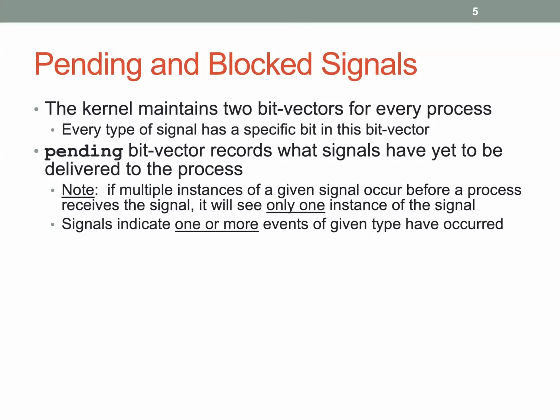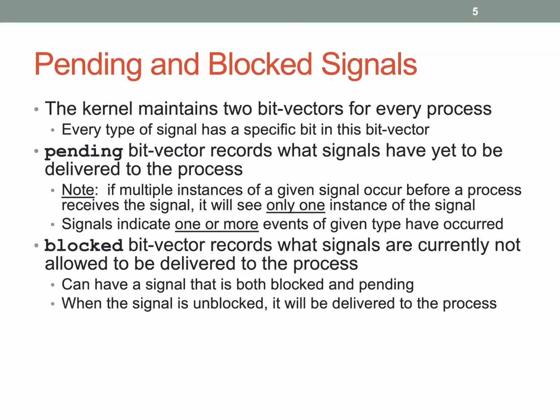Like if I'm mashing Control C and I hit it 5 times before the first one has been handled or delivered, well, it's just going to have that SIGINT flag set once. The block bit vector allows the kernel to control when signals should be delivered and when they shouldn't be delivered. And one of the things that is useful about this is that when a signal is being delivered, the block bit is set to 1 for that signal, so that a handler for a given signal won't be interrupted by the same signal again before that handler has completed.